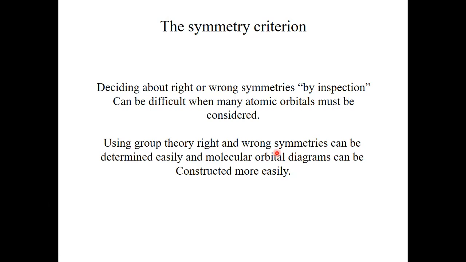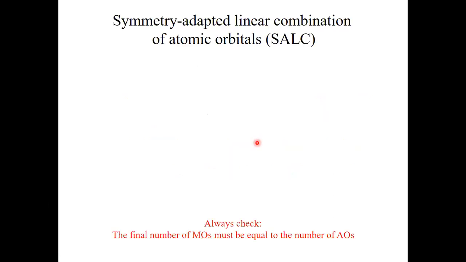The method group theory uses in order to determine right and wrong symmetries is called the symmetry-adapted linear combination of atomic orbitals. The symmetry-adapted linear combination of atomic orbitals method applies a number of steps, a number of rules consecutively, that lead you to the decision about right and wrong symmetries in a formal way. And based on that decision, you can then construct molecular orbitals. So what are these rules?